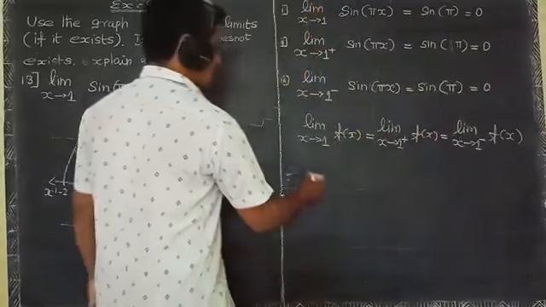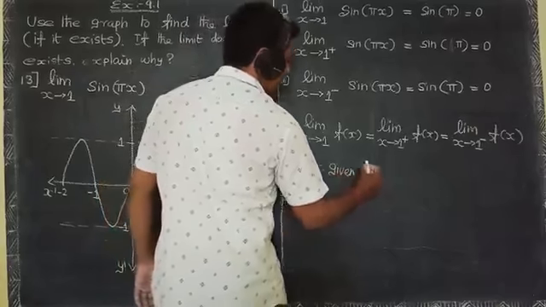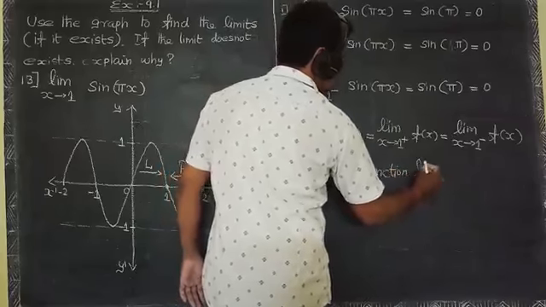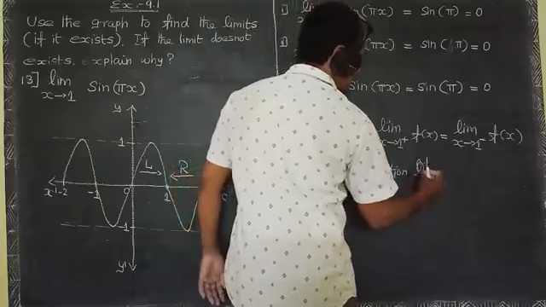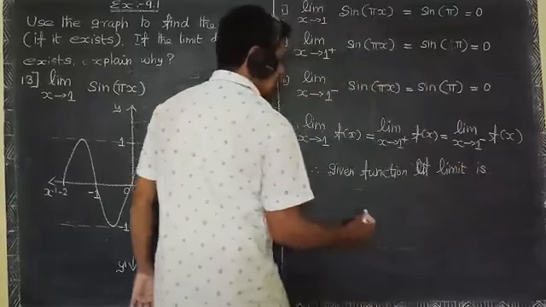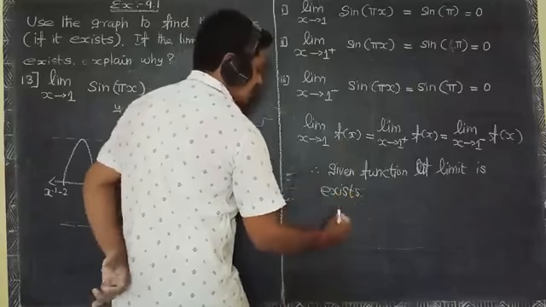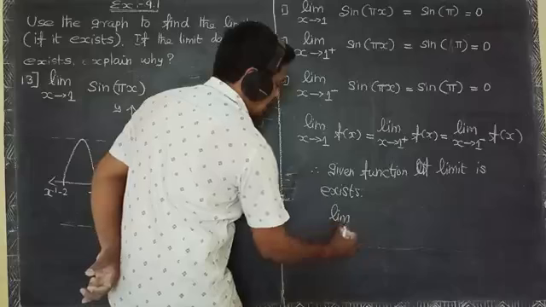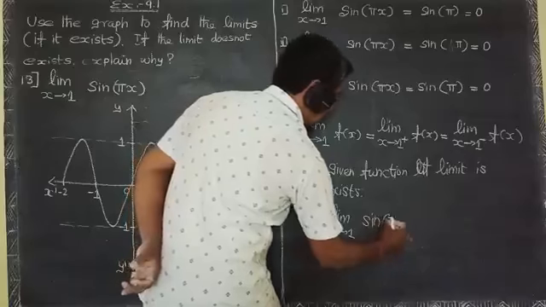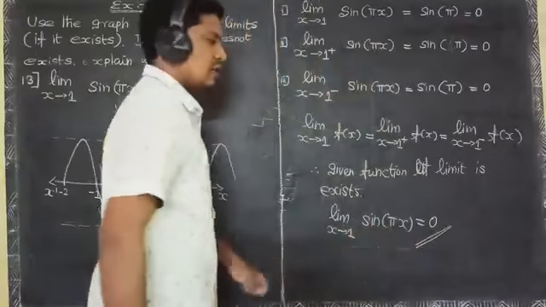Therefore, the limit of the given function exists. That is, limit x approaches 1 of sin pi x is equal to 0.